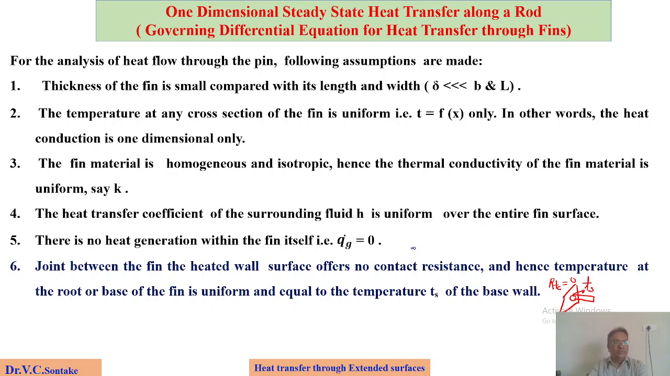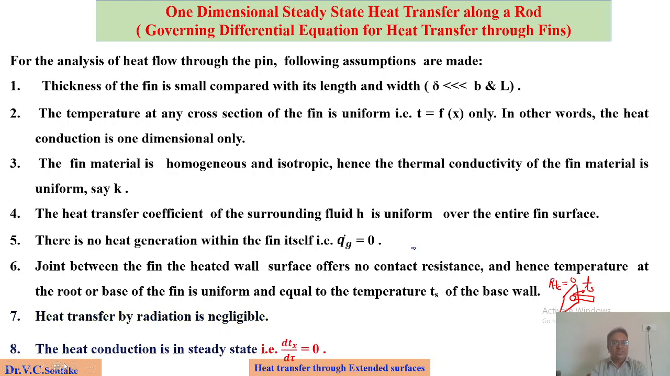Assumption number 7, heat transfer by radiation is negligible. I am considering heat transfer only by conduction and convection. And last but not the least assumption, the heat conduction is in steady state. That is, variation of temperature is taking place only in x direction. However, it is constant with respect to time, so its time derivative dT(x) by d tau is 0. Temperature is always going to remain constant at a particular distance x from the base surface of the fin.